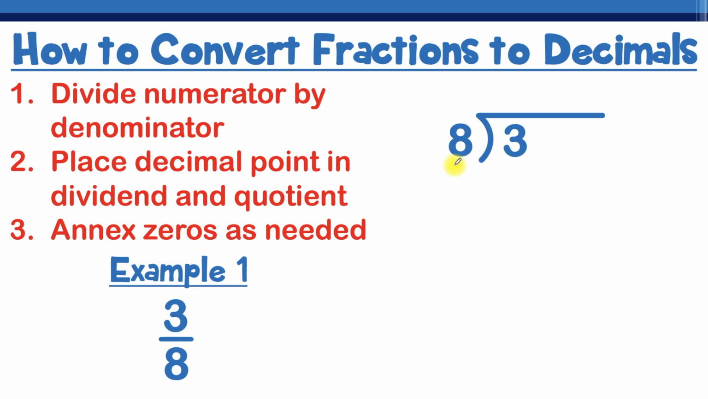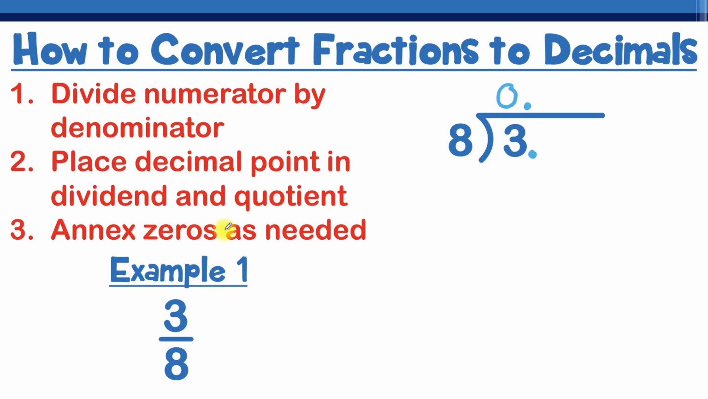Now that we have it set up, we'll notice right away that 8 cannot go into 3. So what we'll do is we'll write a 0 here, right on top of the 3, because 8 goes into 3 0 times. And this is when we get to step 2. We're going to place the decimal point in the dividend, which is here, inside the long division notation. So we'll put a decimal point here, and in the quotient right above it. So right above this decimal here in the dividend, we're going to put a decimal right above it in the quotient.